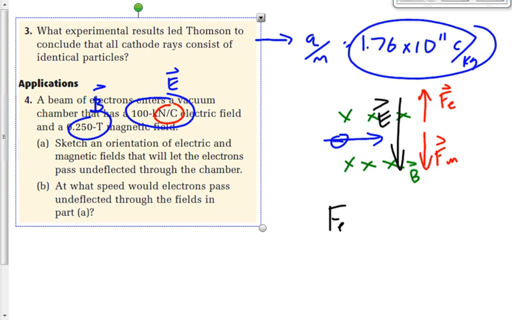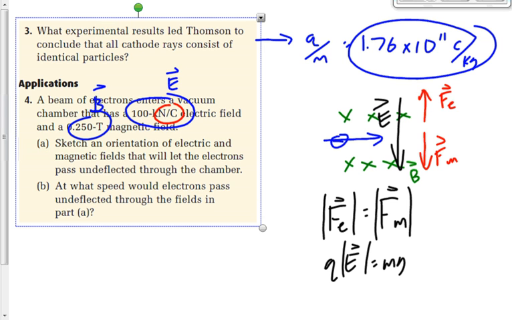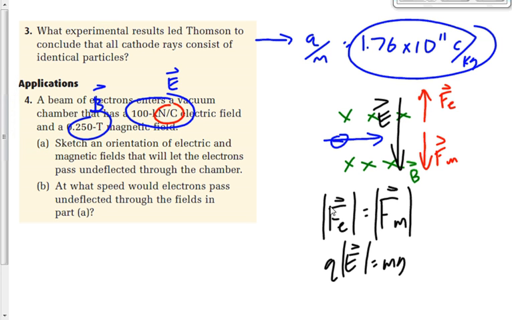Well, this is clearly the velocity selection chamber where Fe equals Fm. Don't get that mixed up with the oil drop experiment where Fe equals Fg. So let's say QE is equal to MG. No, sorry. I just said don't get that mixed up with the oil drop experiment, and then I wrote down QE is equal to MG. This is what happens when you get old. QE is equal to QVB. Solve for V, I get E over B. Whatever that works out to be.